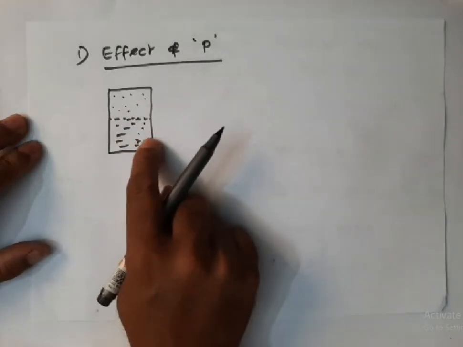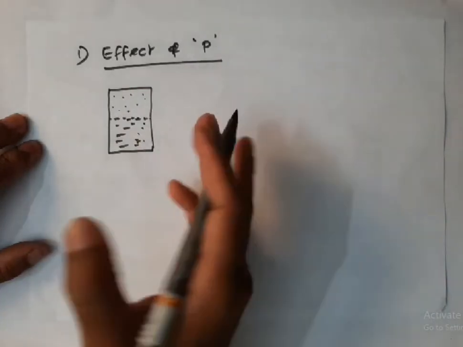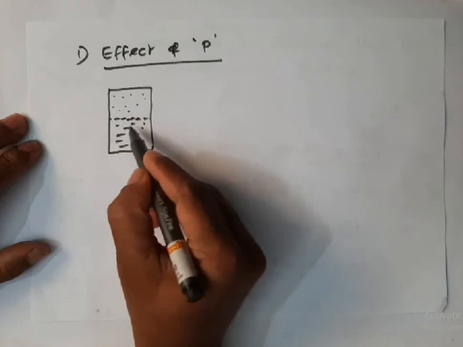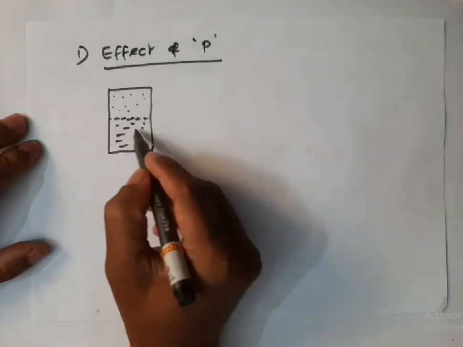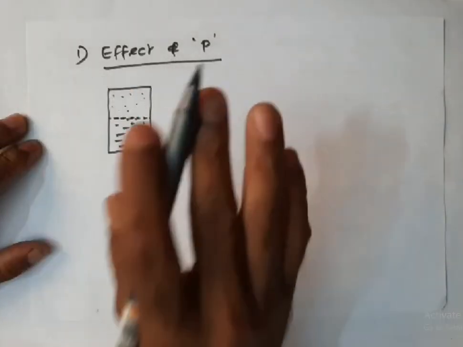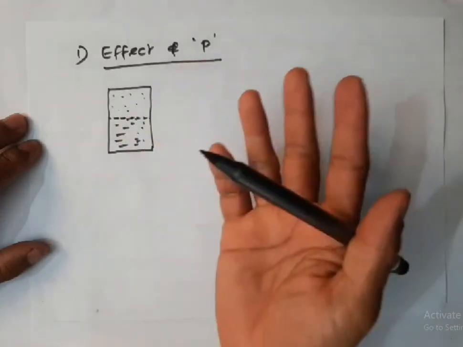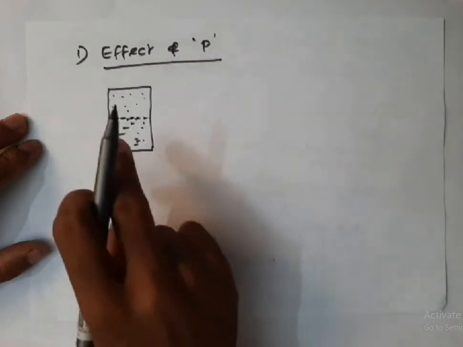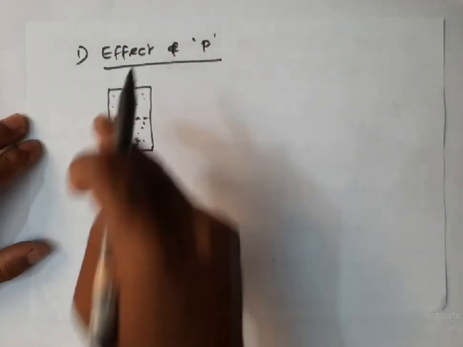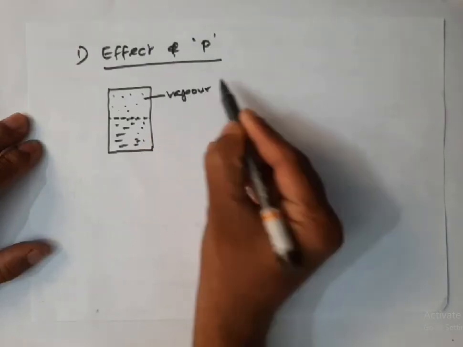This solution may contain 2 components, 3 components, 4 components, whatever it is. Some components are volatile. The components which are volatile will go to the vapor state. Students, listen carefully. The solution may contain any number of components, and only the volatile components will go to the vapor phase. So this is vapor.